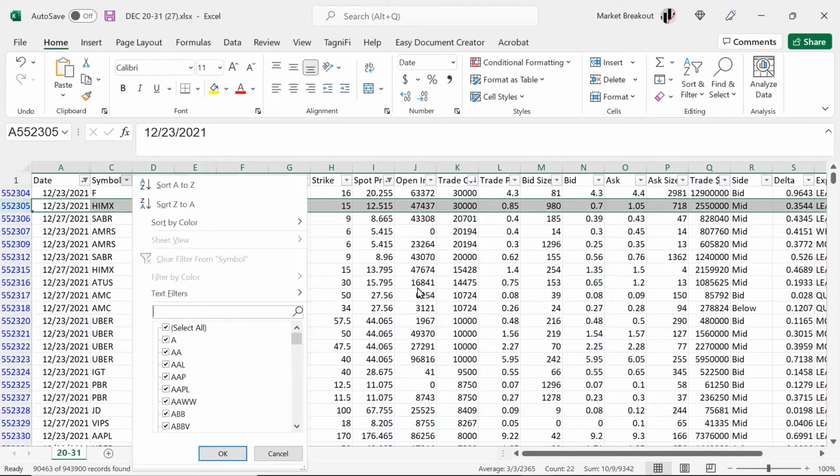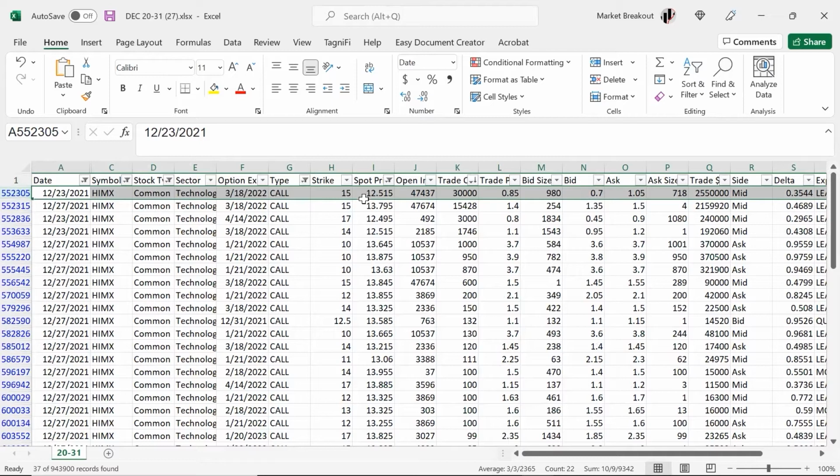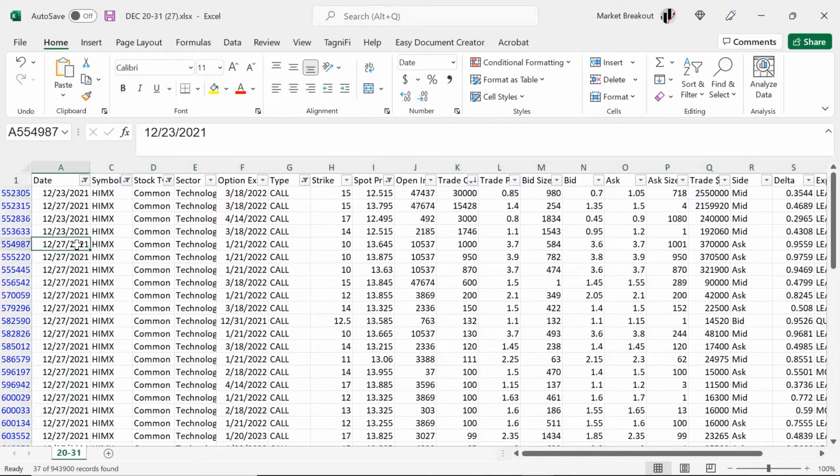Okay, and what we see next? This is stock HIMX. Okay, we can look more deeply at this stock. Today, December 27, we see a lot of calls with high delta. Yeah, and we see delta 0.47.